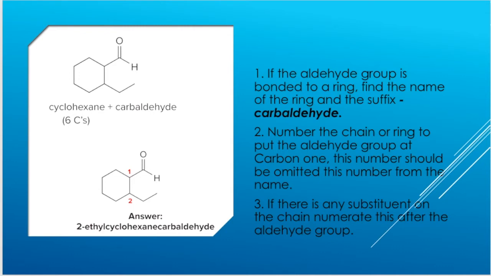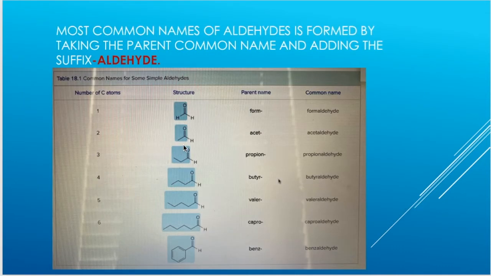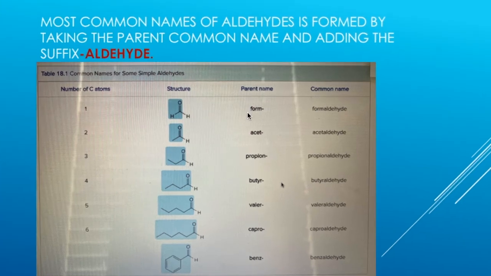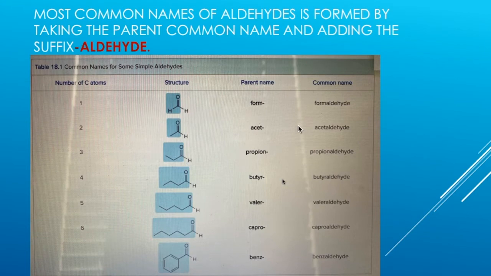The most common names of aldehydes are formed by taking the parent common name and adding the suffix aldehyde. This table we can find in the book, or we will see it here. All of them are aldehydes, but they differ on the chain that they contain. For example, this first structure is called formaldehyde.